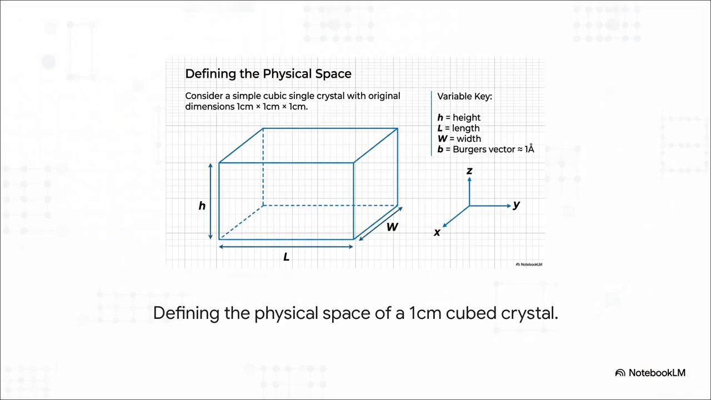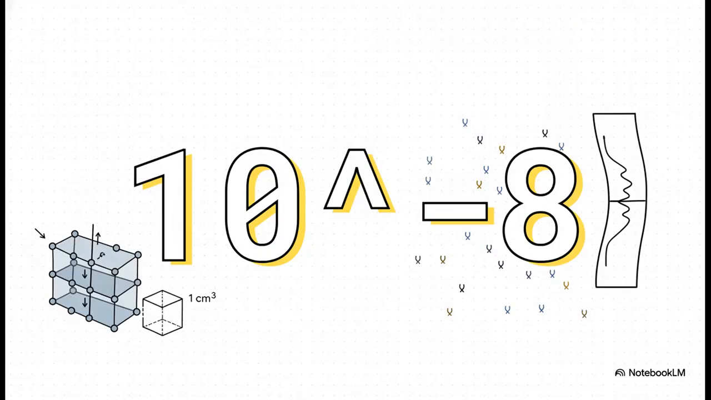Okay, picture this. Imagine a perfectly defined physical space, just a simple cubic single crystal that's exactly 1 centimeter cubed. Inside this little cube, we have a Burgers vector of about 1 angstrom. Basically, that's our baseline atomic shift. Now, here's where we hit a bit of a paradox.